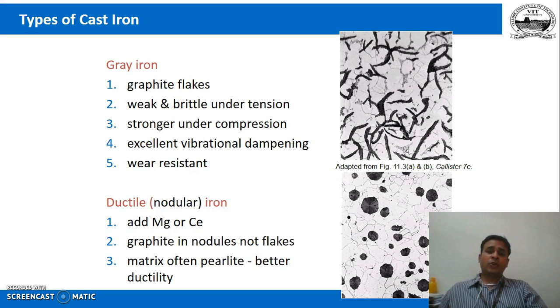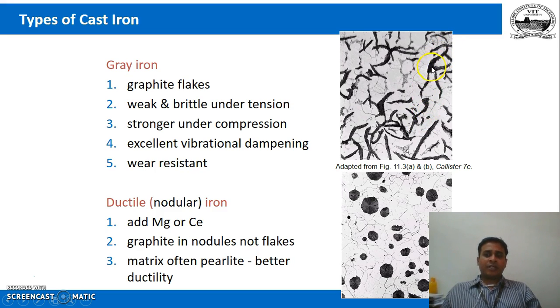And now why does it look gray? Because in gray cast iron, whatever graphite you have is in the form of flakes. Its morphology is in the form of flakes. You see the very acicular nature of the graphite. It's not equiaxed, or spherical or something like that.